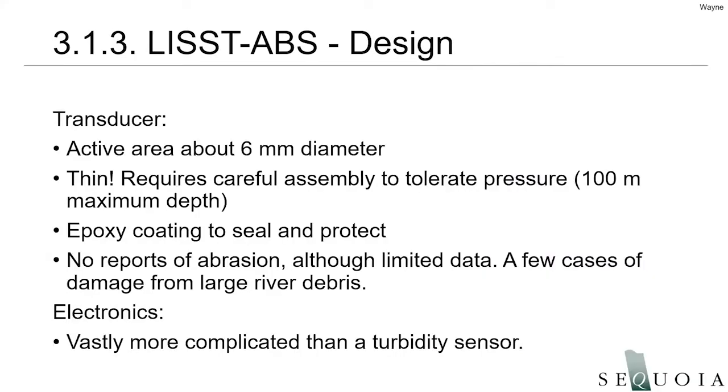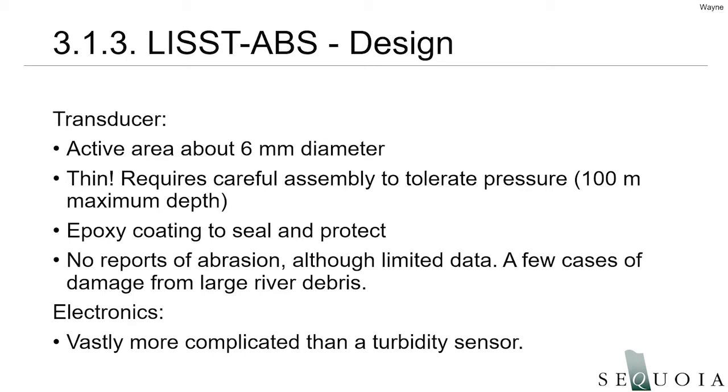In essence, the LISST-ABS is just a ceramic transducer and a whole bunch of electronics. That's it. In practice, there's a lot of considerations that have to be taken into account for the transducer. It has to be thin because it's operating at 8 megahertz, and because it's thin, it's easily breakable if subjected to too high of a water pressure. So the current depth rating is 100 meters. Other instruments like ADCPs that operate deeper are typically operating at lower frequencies, so they use a larger transducer, which is easier mechanically to make it resist the high pressures.